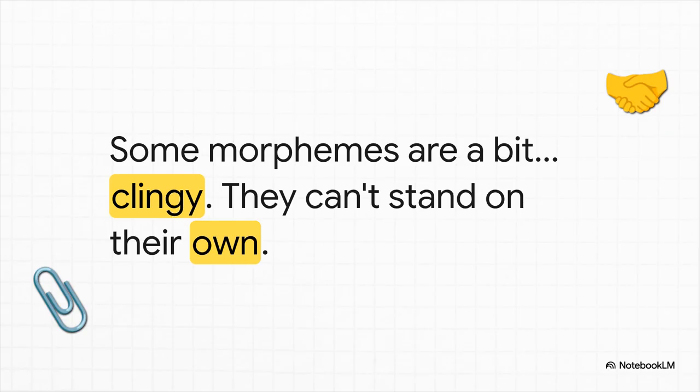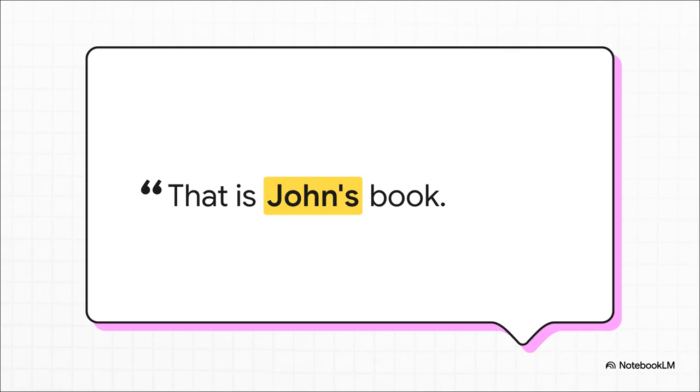Then you get these other little guys called clitics. Grammatically, they're their own separate thing, but, well, they're phonologically weak. They're a bit clingy. They just can't be said by themselves and have to latch on to another, stronger word. A perfect example is the possessive S. So, in the sentence, that is John's book, that little S is a clitic. It's its own morpheme. It means possession, but there's no way it can exist without clinging to John. It's grammatically independent, but totally phonologically dependent.